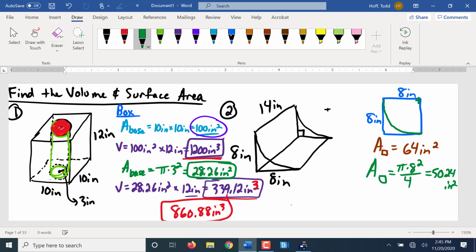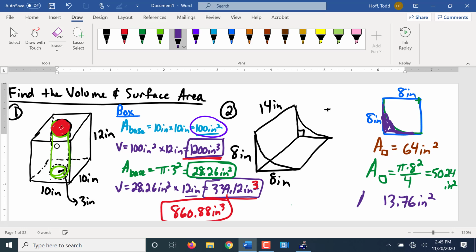So then we have to subtract to get the area of our base here, which is this shape here, which is what, 13.76? So that's the area of our base. So that's this area right here. So for volume, yeah, we're just going to multiply by 14, exactly.